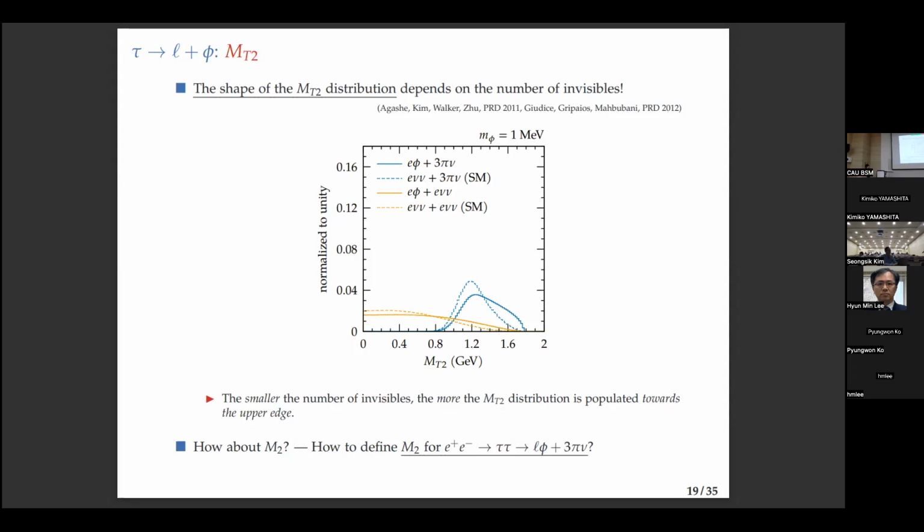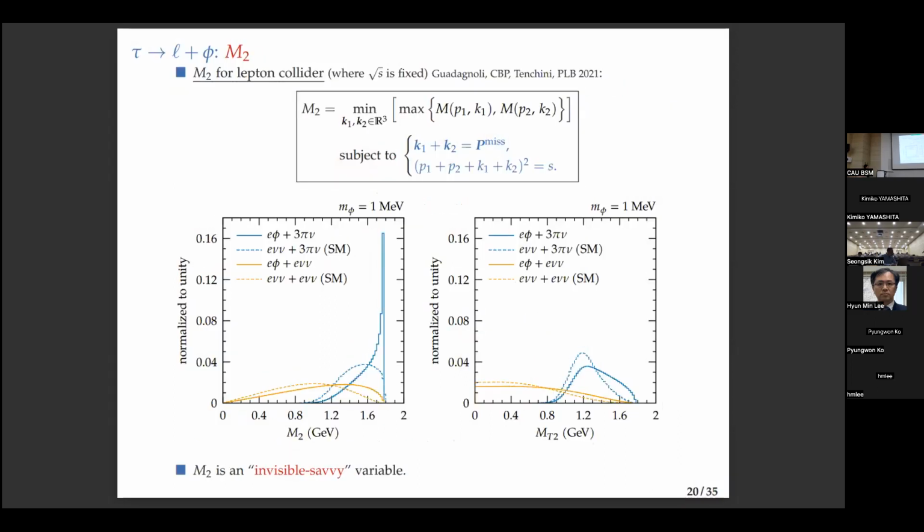Then at first we should define which kind of M2 to use. So we proposed this M2 variable that could be very useful for lepton colliders where the square root of s is fixed. Here, at first we used the transverse momentum condition to be the free momentum condition, given by this expression. And because square root s is fixed, we used this relation as the constraint. By using this definition of M2, we have found that the difference between signal and background is very dramatic compared to the amplitude. So we expect that this M2 could be much more efficient at distinguishing signal. So M2 is in a sense a very invisible-saving variable.